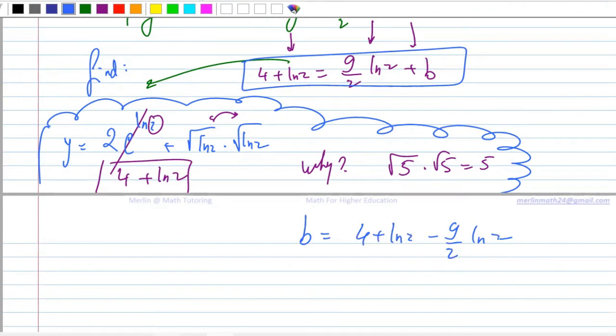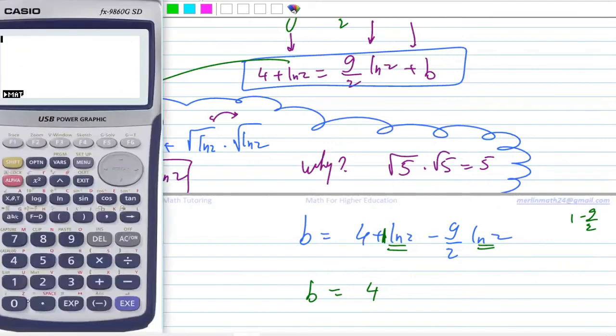Ln 2 is not a nice number because it's decimal. You are not allowed to round until your last answer, not even here, because the question is not about finding b, it's about the equation of the line. You cannot round partial answers, okay? So what is your final look of the b? Ln 2 is like a letter name, so how do you add those? It's 4, and you have here a 1 minus 9 over 2. How many ln 2 do I have? I have 1 minus 9 over 2.